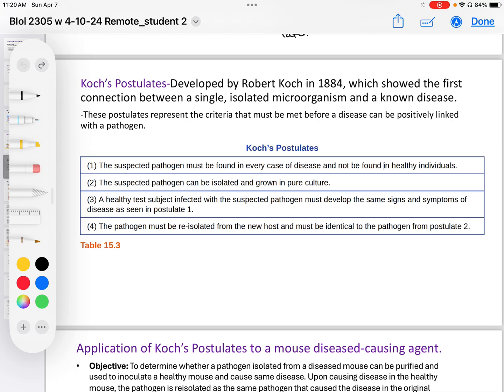There are four Koch's postulates, the first of which is that the suspected pathogen must be found in every case of a disease and not be found in healthy individuals. The second one is the suspected pathogen can be isolated and grown in pure culture. The third one is a healthy test subject infected with a suspected pathogen must develop the same signs and symptoms of disease as seen in postulate 1. And then the fourth one is the pathogen must be re-isolated from the new host and must be identical to the pathogen from postulate 2.